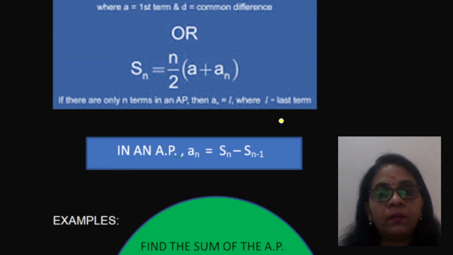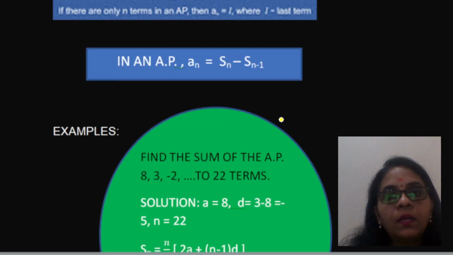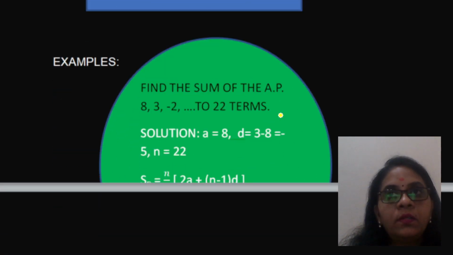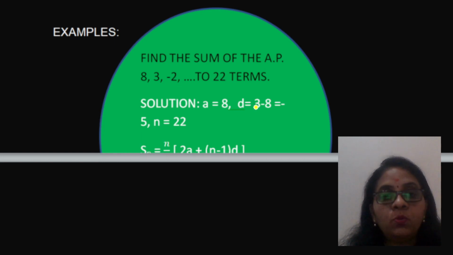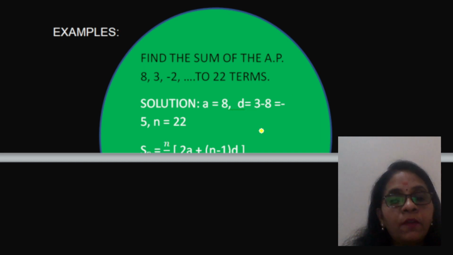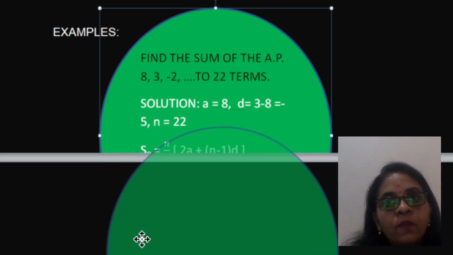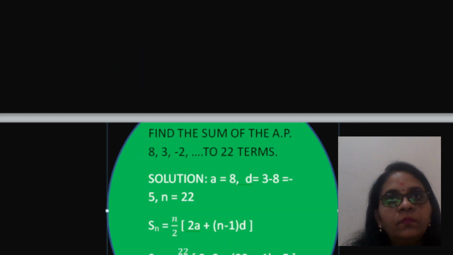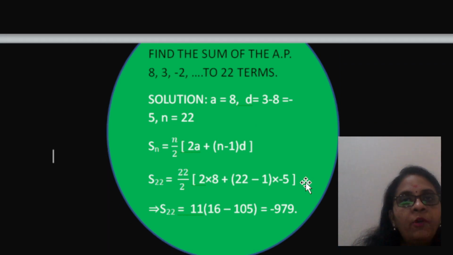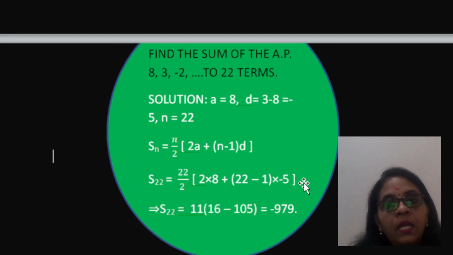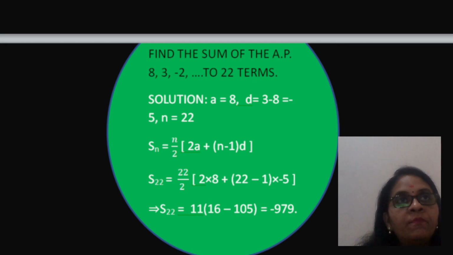So the first example, coming up, okay, it's half hidden. Let's see: find the sum of the terms of the AP 8, 3, minus 2, up to 22 terms. Up to 22 terms you have to find the sum of this AP. So how do you get the sum of terms of this AP?